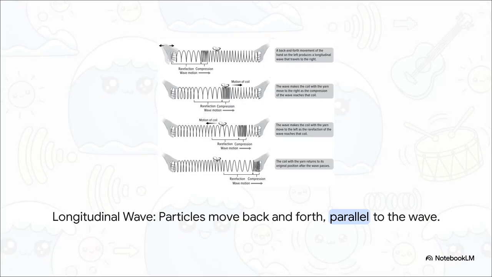And now for the other type, longitudinal waves. So instead of a rope, picture a slinky or the spring you see here. If you push one end, you see a pulse of energy travel all the way to the other side. But look closely at the individual coils. They're just moving back and forth, forward and backward, parallel to the direction the wave is going. This motion creates these little bunched up areas we call compressions, and these stretched out areas called rarefactions.